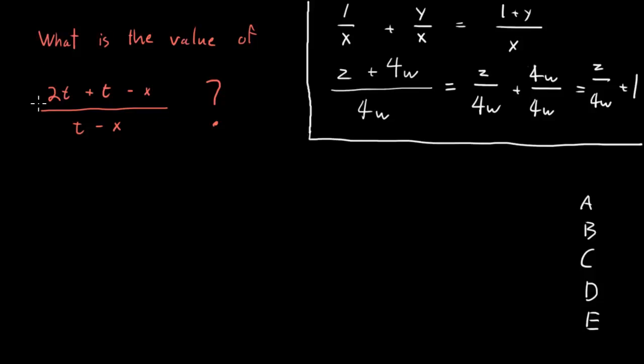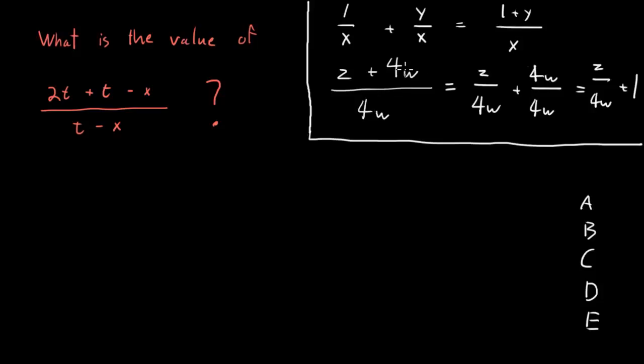And they've actually written the numerator in a bit of an odd way. They have 2t plus t, but they could have just written 3t, right? But they chose to write 2t plus t minus x over t minus x. And my guess is that the reason they did that was to make the shortcut option a little bit more apparent. Because written this way, if we're keeping our eye open for shortcuts, we see that this expression is actually very similar to the expression we just had.